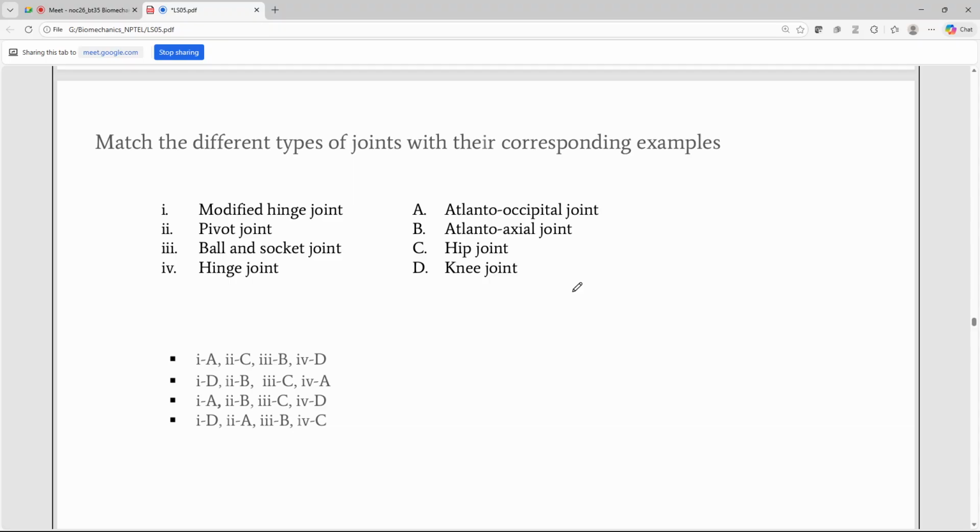Next question. Match the different types of joint with their corresponding examples. It's a previous exam question. Try to answer. The groups to match are modified hinge joint, pivot joint, ball and socket joint, hinge joint. On the other side, atlanto-occipital joint, atlanto-axial joint, hip joint, knee joint. So find the correct pairing.